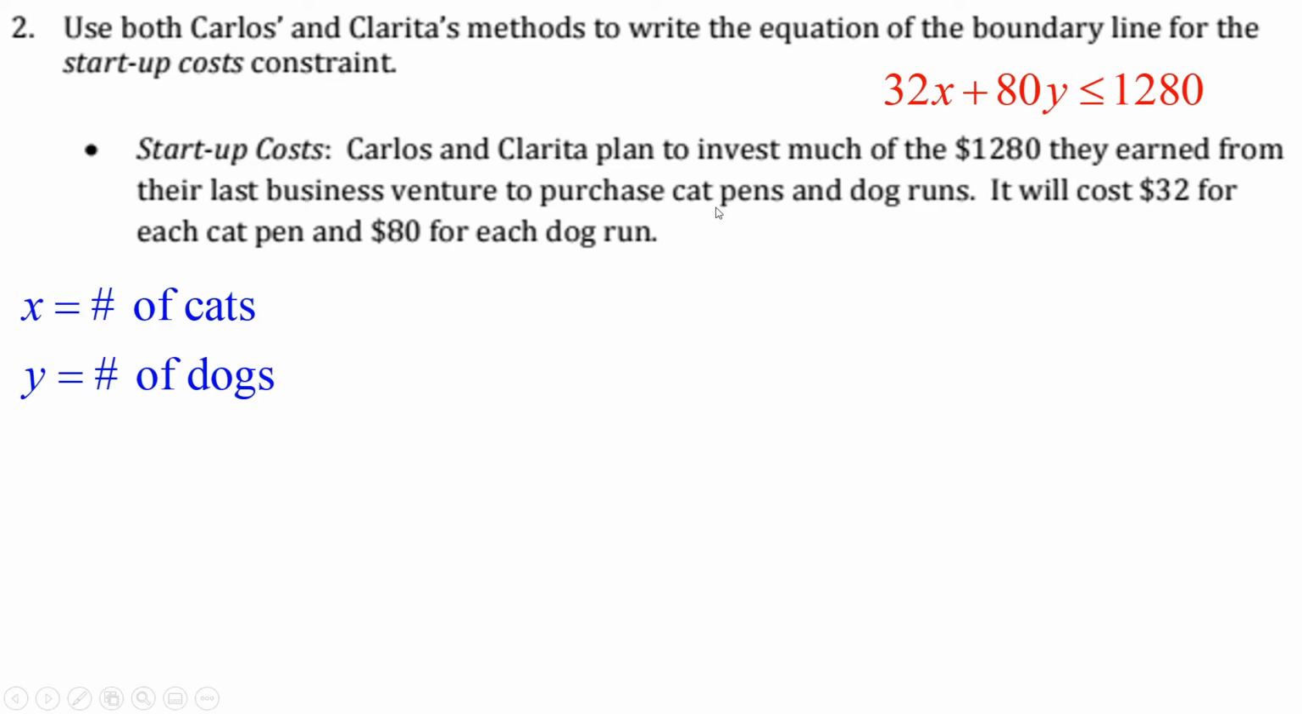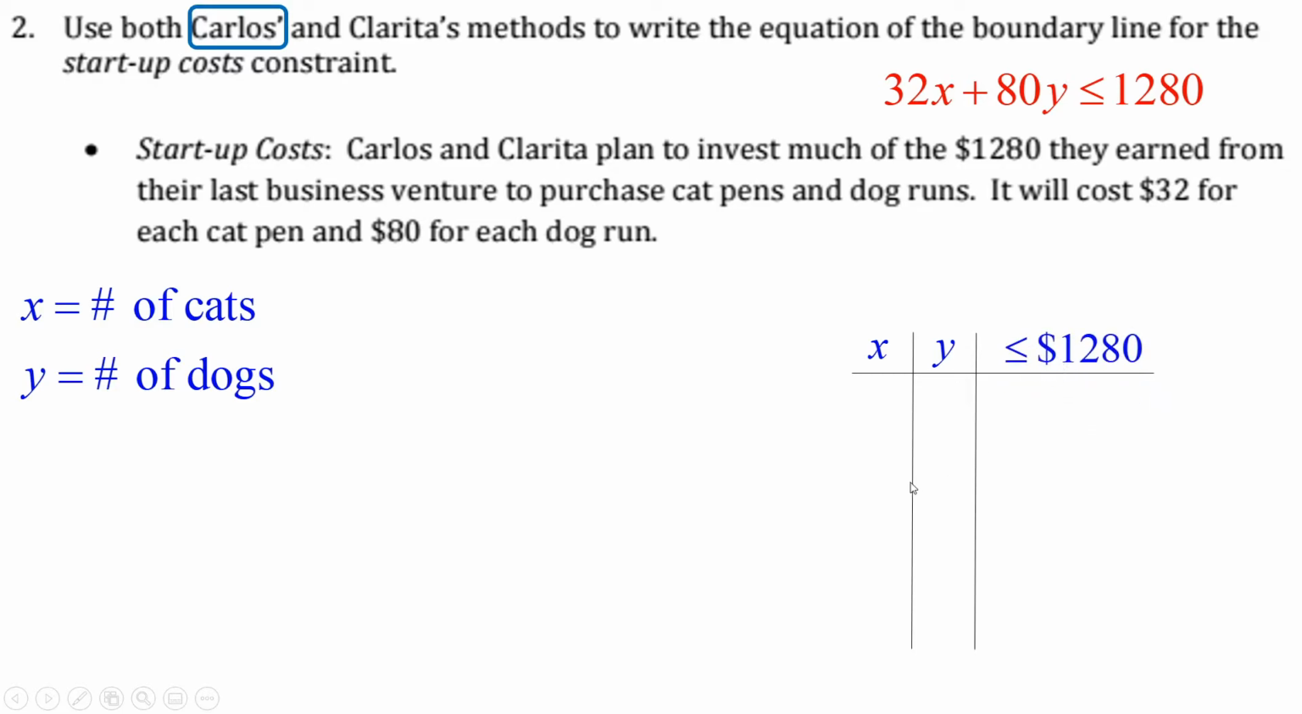Now Carlos and Clarita are looking for the equations for the boundary lines. And now Carlos did a pretty complicated method. It works. And it's a great way to really truly understand slope-intercept. You see the slope in his table and the y-intercept. So let's do Carlos's method. There's the table again, and in the first column we'll put the x for the number of cat pens that we're going to purchase, and y would be the number of dog runs that we're going to purchase, and our total cost has to be less than or equal to $1,280.